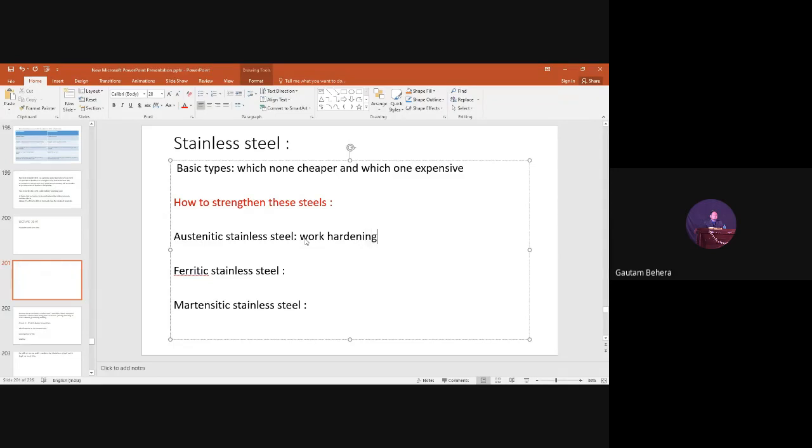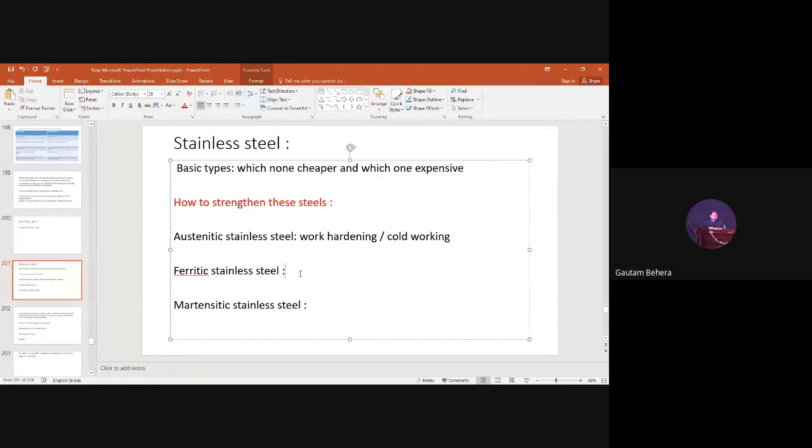Or what is the other name? You can say cold working. By giving a room temperature deformation, you can harden this kind of steel, right? That is basically called strain hardening, right?